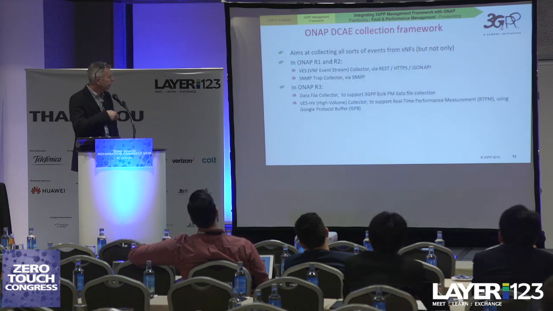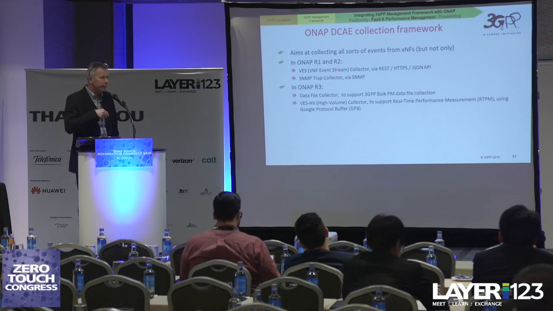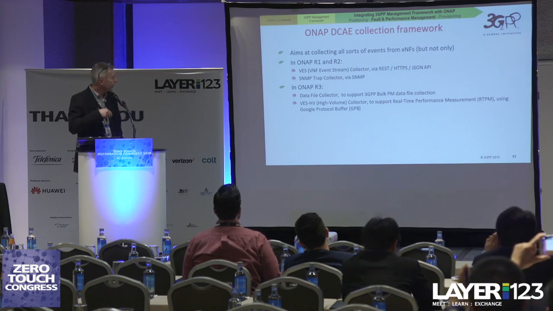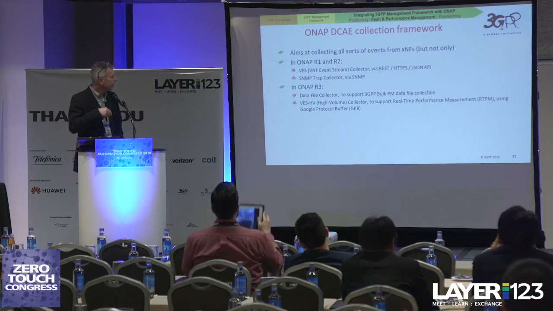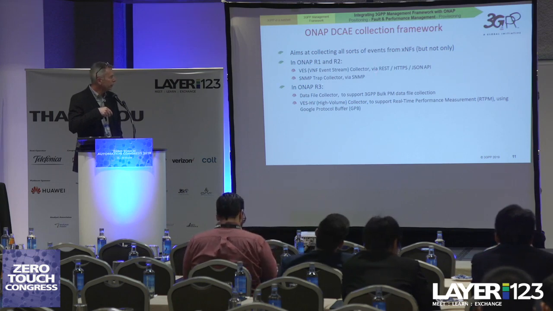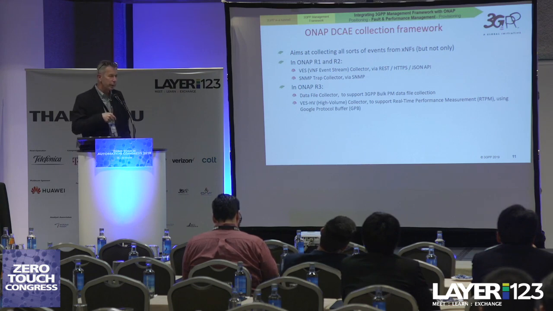Just to say that the ONAP collection framework is also incremental. In their release 1 and release 2, they specified what is called the VES, the VNF Event Stream. This is a component of the DCAE, and it was made to receive REST-based messages based on HTTP, secure, and with a JSON API. Okay, and they also specified an SNMP trap collector, of course, working with SNMP.